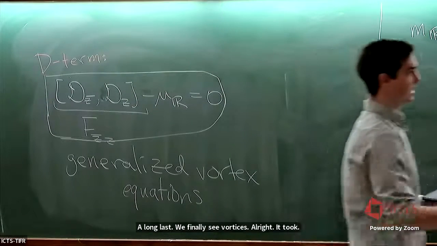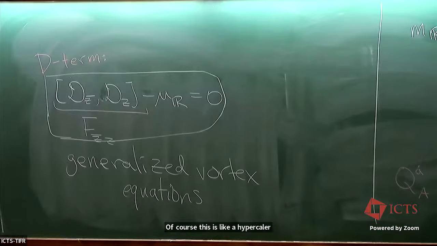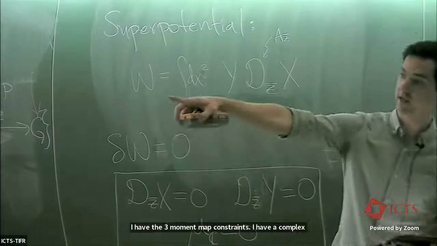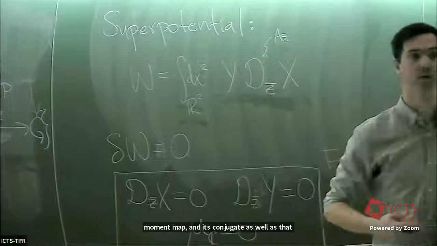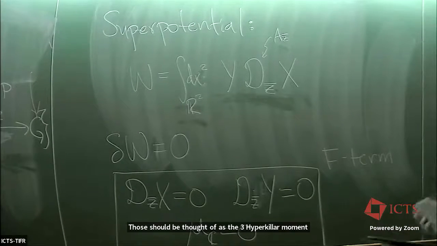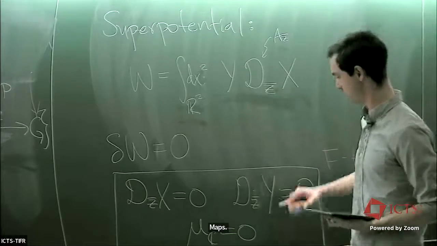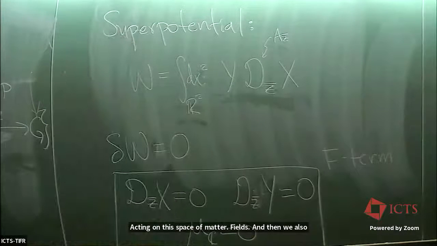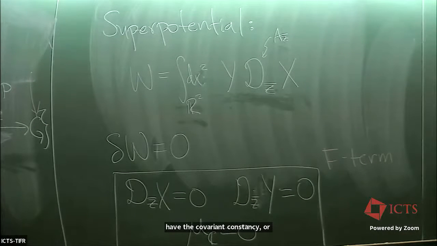Of course, this is like a hyperkähler version of the usual vortex equations. I have the three moment map constraints: a complex moment map and its conjugate, as well as the real moment map. Those should be thought of as the three hyperkähler moment maps acting on this space of matter fields. And then we also have the covariant constancy or holomorphicity of our fields. So these are not so far from the vortex equations we've been seeing in other lectures.